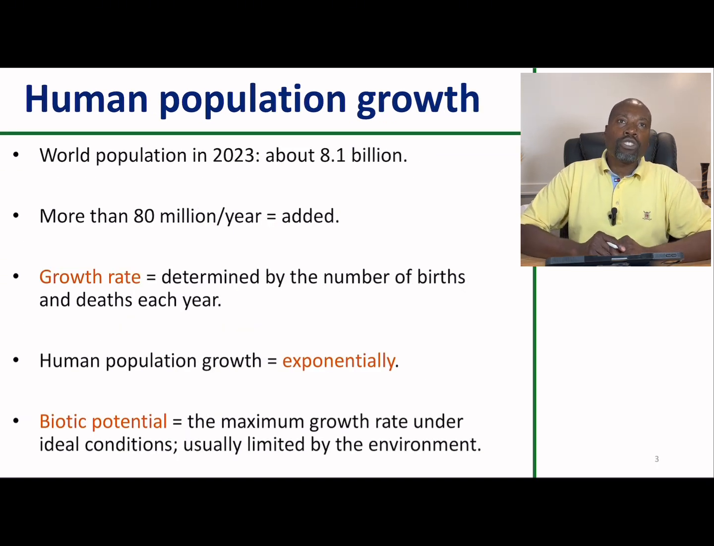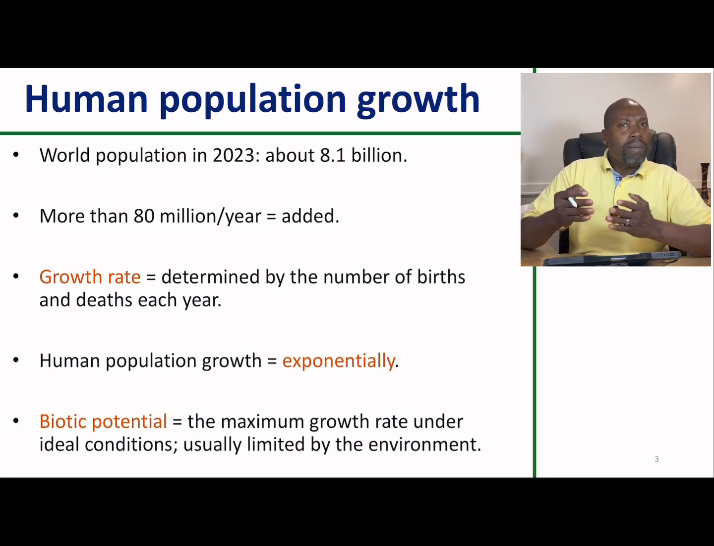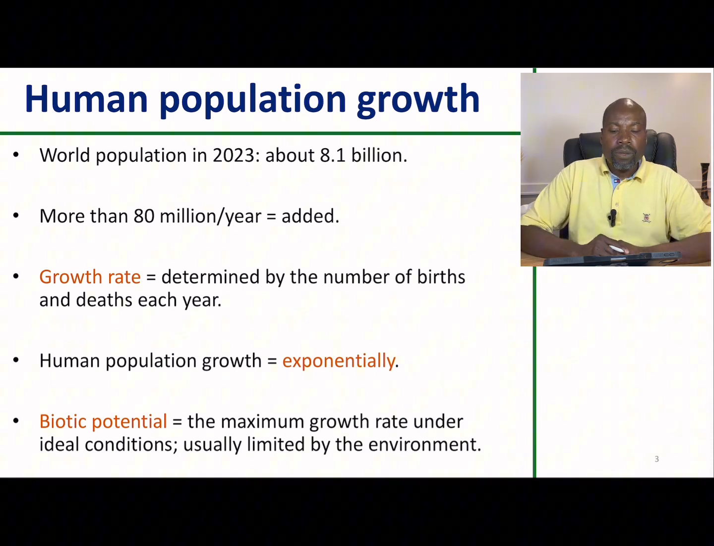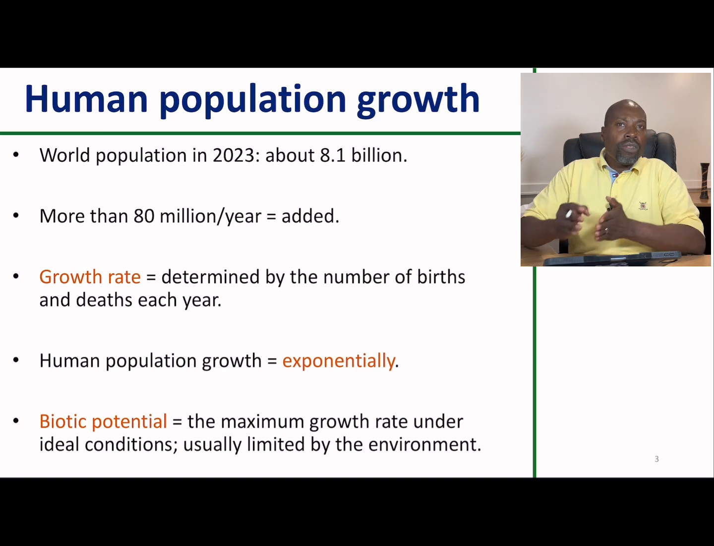Now, the human population has tremendously increased for the past centuries. In 2023, the human population is estimated to be about 8.1 billion people across the world. If we consider the rate of growth of the human population, it is estimated that about 80 million new individuals are added to the human population every year, which takes us to another aspect.